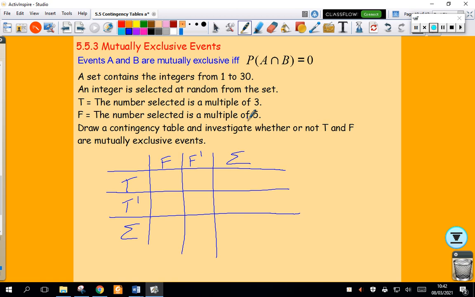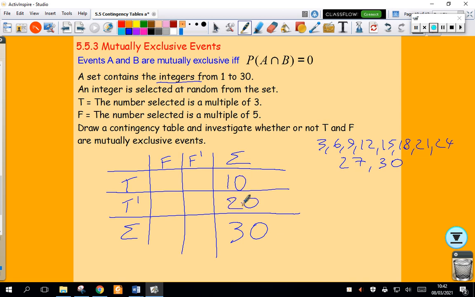So I'm going to fill in my contingency table. First thing, integers from 1 to 30. We've got 30 possible outcomes here. And I'm going to look at all the multiples of 3. How many multiples of 3 are there? Well, there's 3, 6, 9, 12, 15, 18, 21, 24, 27, and 30. That's 10. There's going to be 10 multiples of 3, which means there's 20 numbers in there that are not multiples of 3.